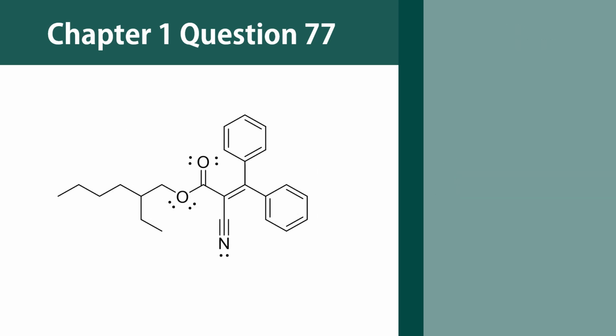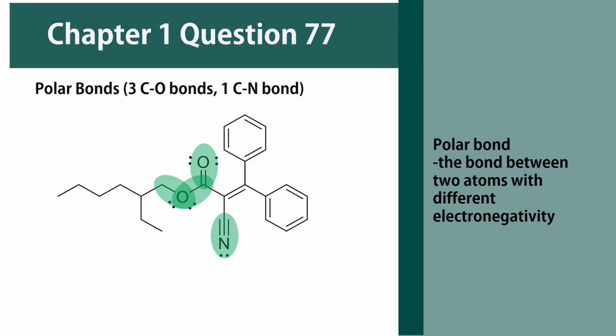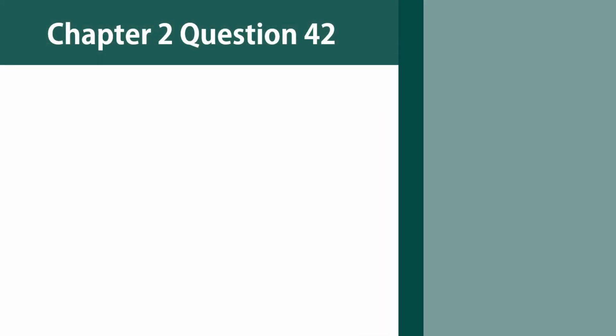For E, it requires us to find the polar bonds. Very obviously, there are 4 polar bonds in total, 3 C=O bonds and 1 C-N bond. So how do we determine polar bonds? Yes, a polar bond is a bond between 2 atoms with different electronegativities. It's as simple as that. So we proceed to chapter 2, question 42.